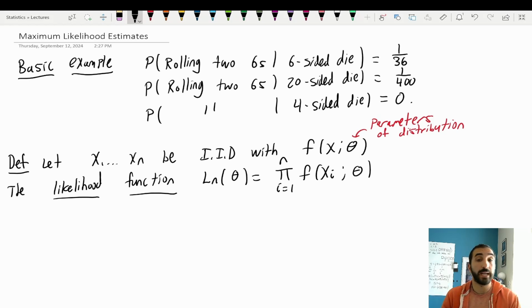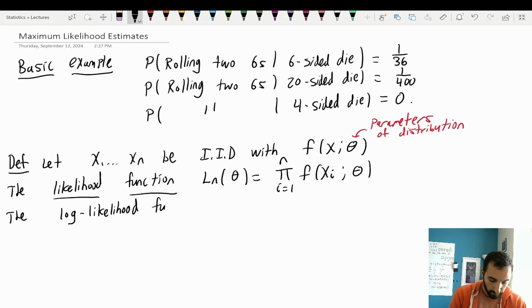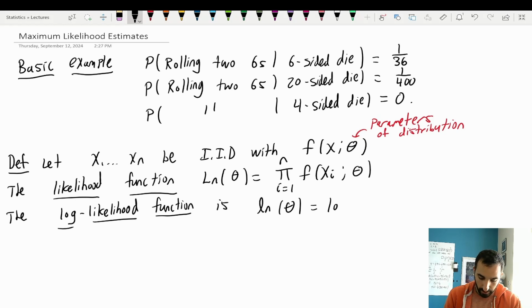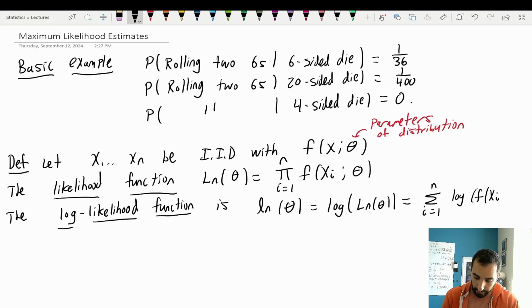So what you actually end up using in practice very often is called the log likelihood function. So the log likelihood function is just the log of the likelihood function. So log of the likelihood. And here's the important part. This turns that product into a summation, which tends to have more favorable numerical stability. So log of f of xi given theta.